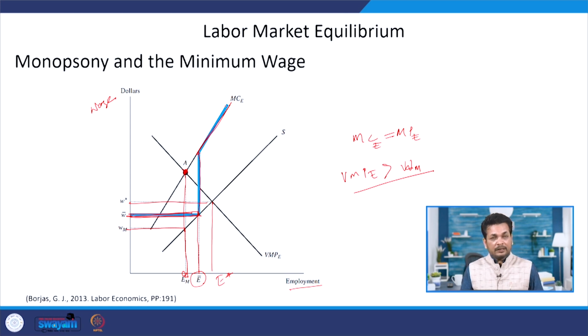Now, if you compare the outcomes of this implementation of minimum wage with the outcomes in the presence of the monopsonist situation, you can see this implementation of minimum wage has increased the wage rate from WM to W bar. It has increased the employment from EM to E bar. However, when we compare with the competitive wage rate, this W bar wage rate is still less than the competitive wage rate. So, in fact, this discussion suggests that the government can do even better.